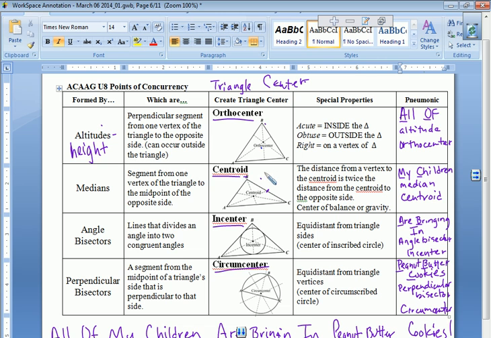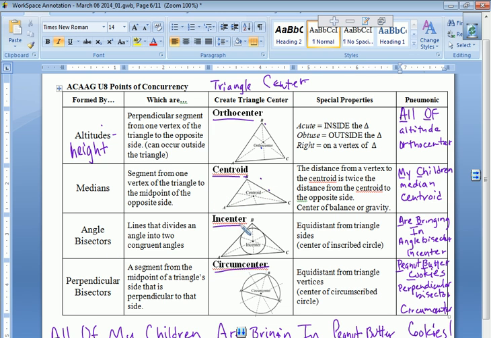Okay, now the cool thing about the centroid, the rest of them have neat things that have to do with distance. The neat thing about the centroid is the distance from the vertex to the centroid is twice the distance from the centroid to the side. So whatever this is right here, this is twice that. So if from A to the center was 10, then from the centroid to the side would just be 5. It's in a 2-to-1 ratio.